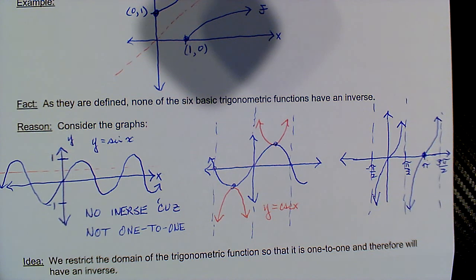But the way we get around that is by doing the following. We're going to restrict the domain of the trigonometric function so that it is one-to-one, and therefore will have an inverse. So I'm going to stop right there for this video, and we'll come back and do a part 2. So we'll see you when you are ready.